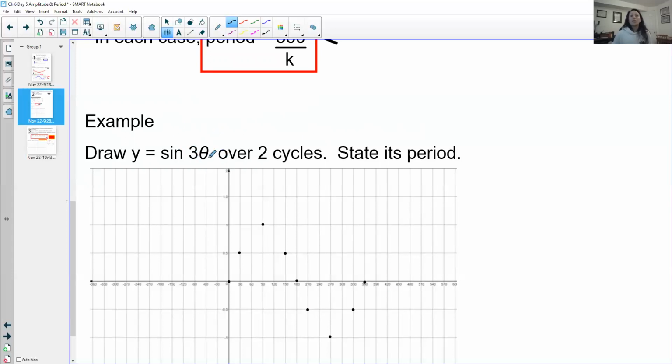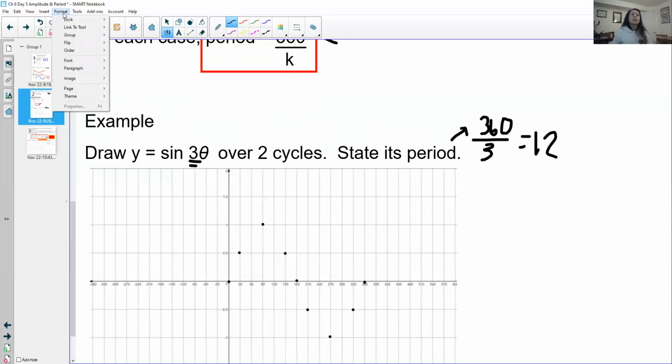Now, this is sine 3 theta. So that means because this is a number larger than 1, it's inside the brackets, it's going to be opposite. This is going to be a horizontal compression by 1/3. So to find the period of the function, we are going to take 360. We're going to divide by our K value, which is 3. This will give us 120. So our new function is going to be 1/3 of the size. Every one of these values is going to horizontally be squished by a factor of 3, right? It's going to be compressed by 3.